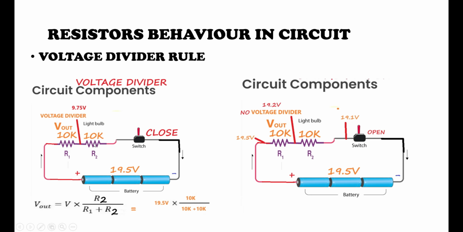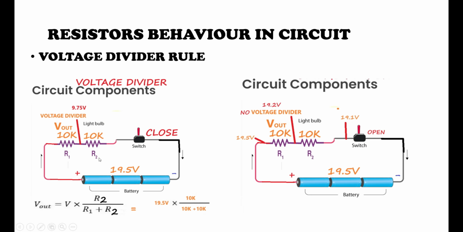Always remember for a voltage divider, the source of the first resistor should be connected to the source or supply. The last resistor, whether it is R2, R3, or Rn, whatever it may be, its destination, pin number 2, should be connected to the negative part of the source in a closed circuit. Then only will we consider it a voltage divider.